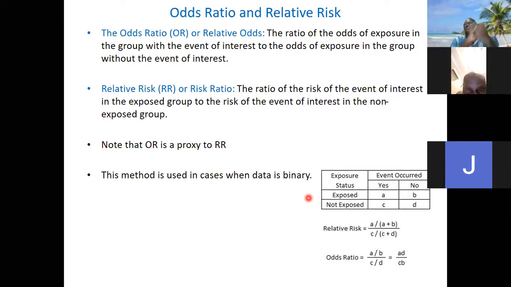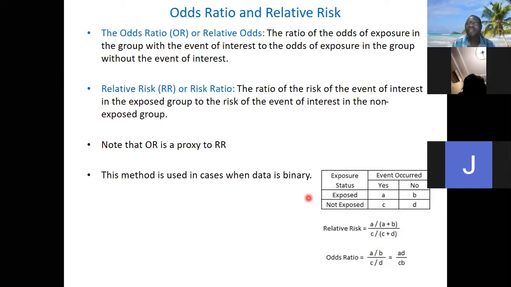It is the ratio of the odds of exposure in the group with the event of interest to the odds of exposure in the group without the event of interest. What does it mean? If somebody has lung cancer, what is the odds that he smoked before? If you have studied smoking and lung cancer, is smoking a risk factor for lung cancer? So the event of interest is having lung cancer.